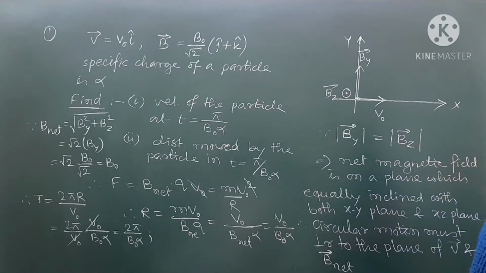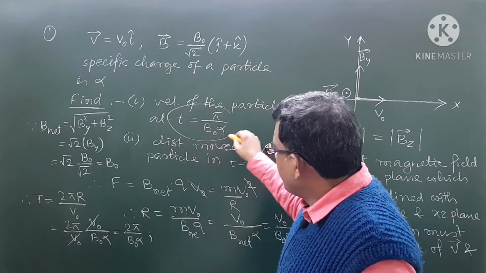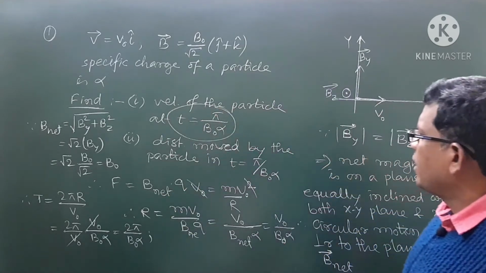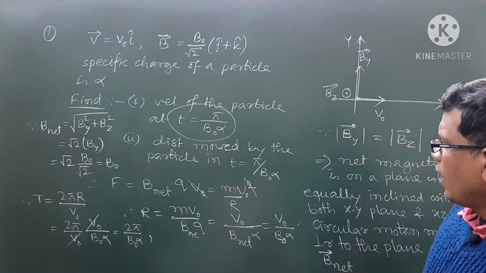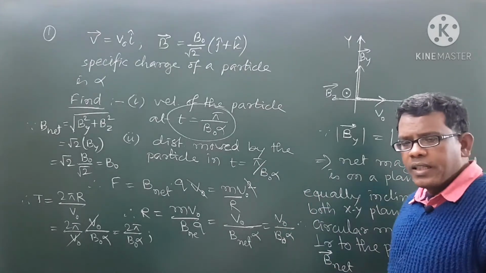Now based on this calculation, we look into the time in which we need to calculate the velocity of the particle, and we also need to calculate the distance moved by the particle in the given time.